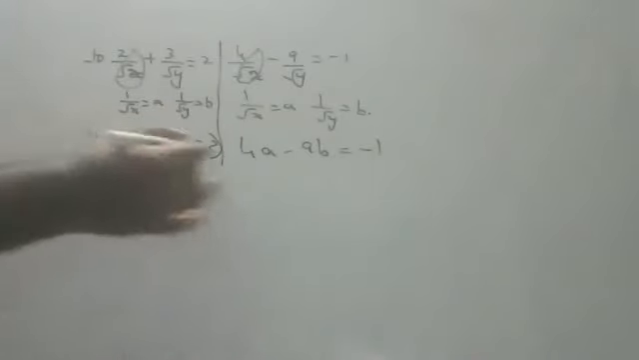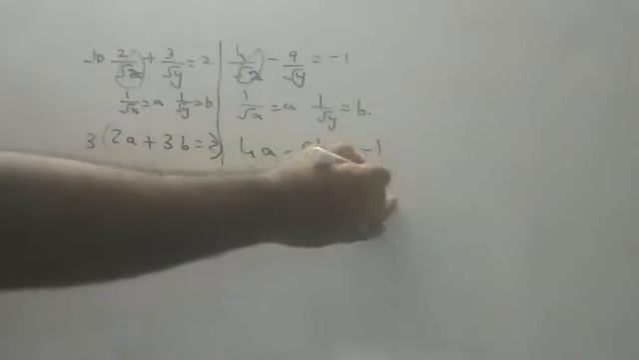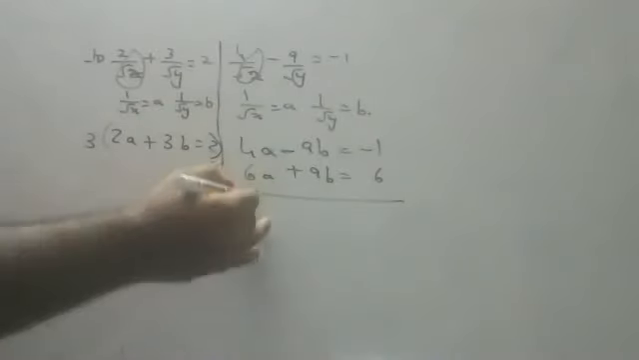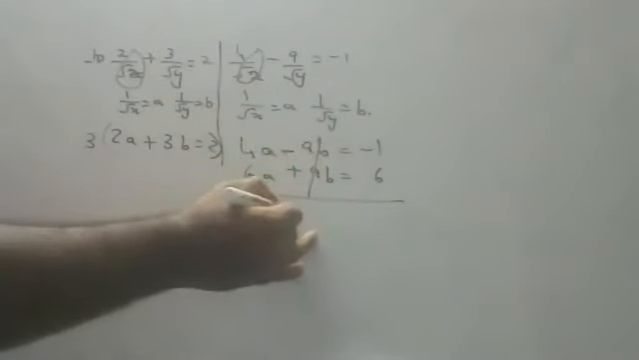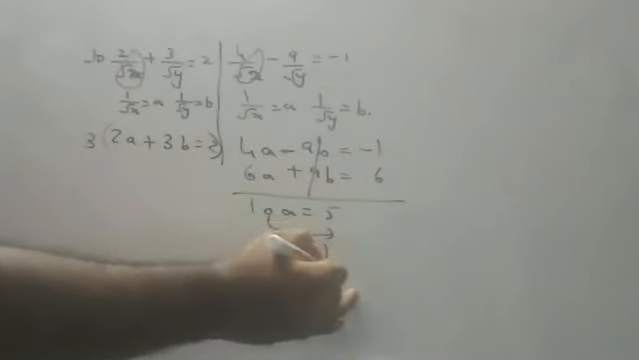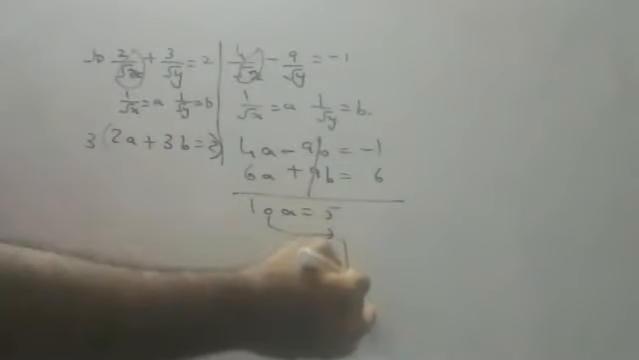Okay, children. So 3 2s are 6a. 3 3s are plus 9b. 3 2s are 6. As signs are already opposite, no need to change the signs. Okay. So 10a is equal to 5. 10 goes down. A is equal to 1 by 2. Okay, children. A is equal to 1 by 2.